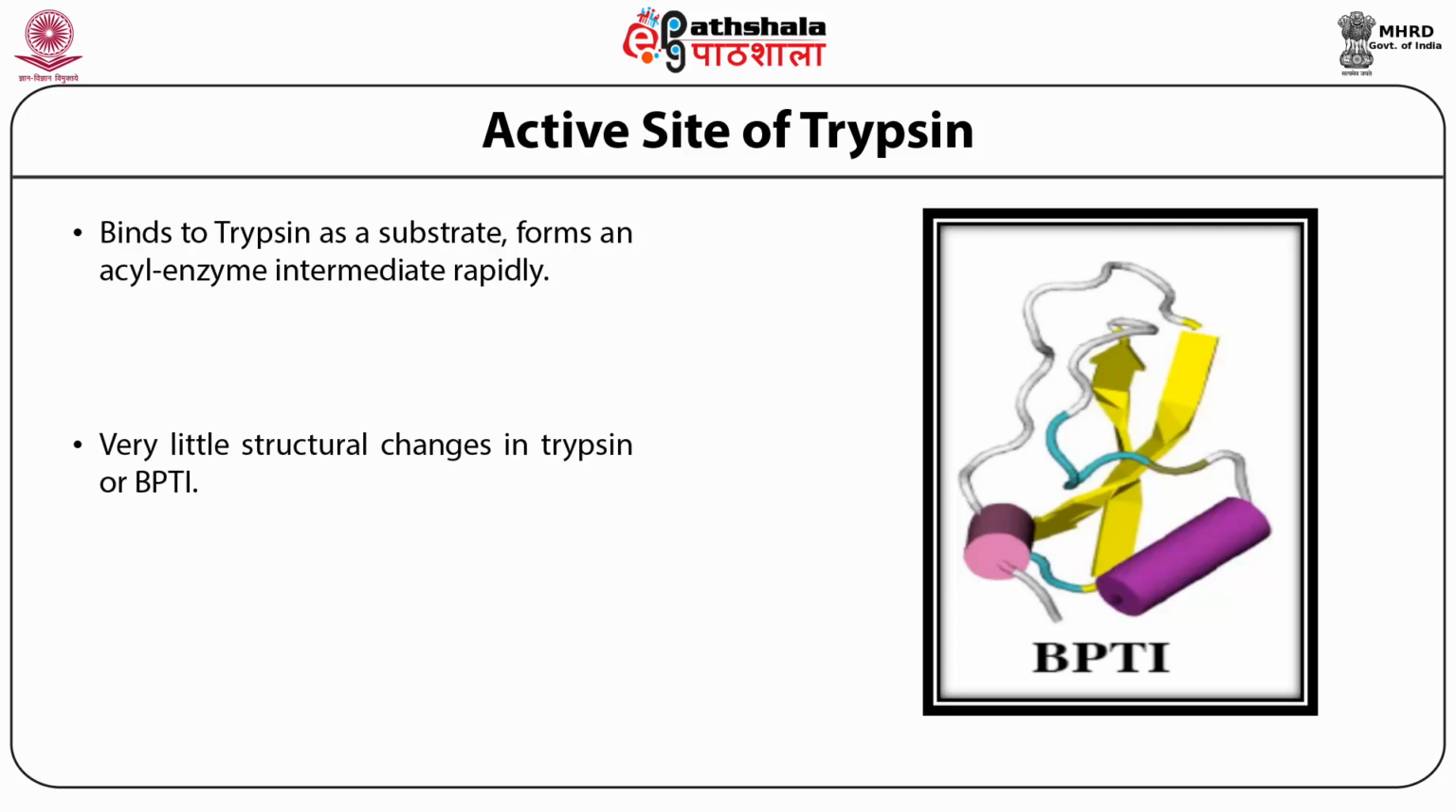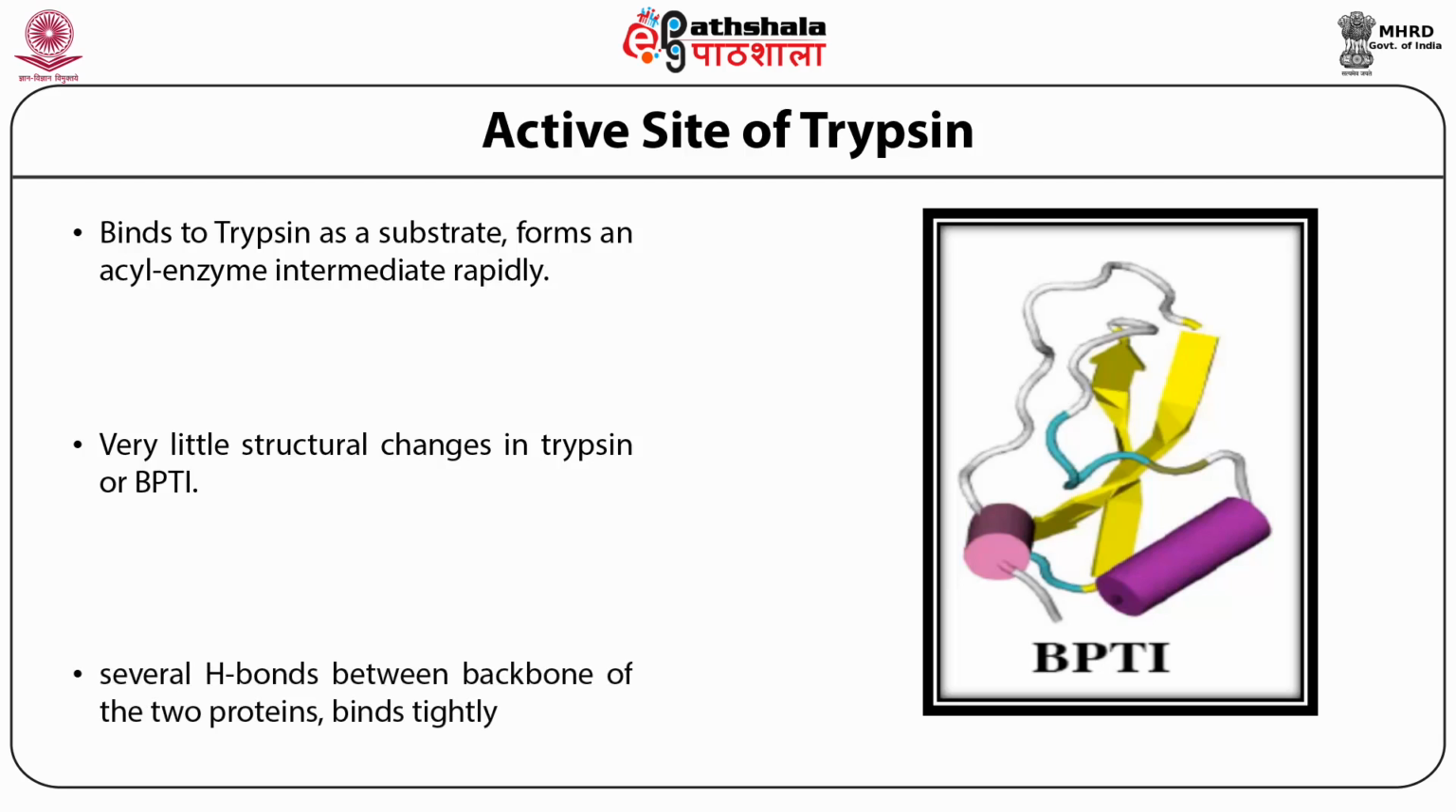or BPTI. We can see the BPTI structure, which is a very small protein that has just two antiparallel beta sheets and two small helices and mostly loops. It has several cysteines which keep the structure very compact and tightly packed.